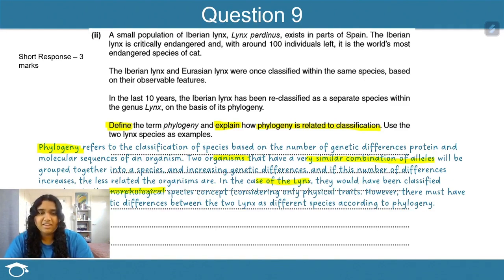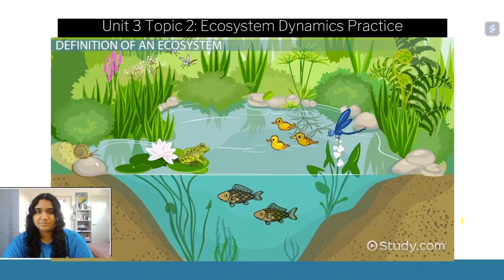And then say that there's enough genetic differences between the two of them to be different species according to phylogeny. That makes up that third part of the mark. So you can see the two cognitive verbs definitely help how you structure the question. Obviously, starting with that define, explaining the definition in relation to classification, and then backing up that explanation using the two lynx species. Hopefully, that all makes sense.